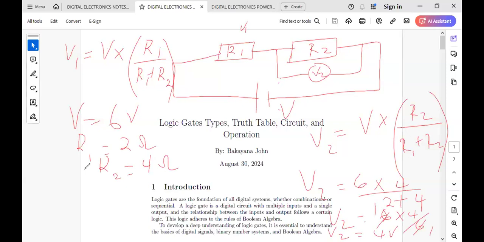Do you realize that V1 plus V2, where V1 we got 2 and V2 was 4, when you add 2 plus 4, you come up with the total voltage.